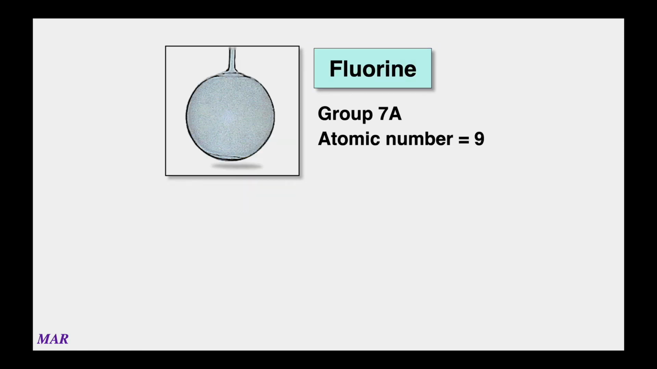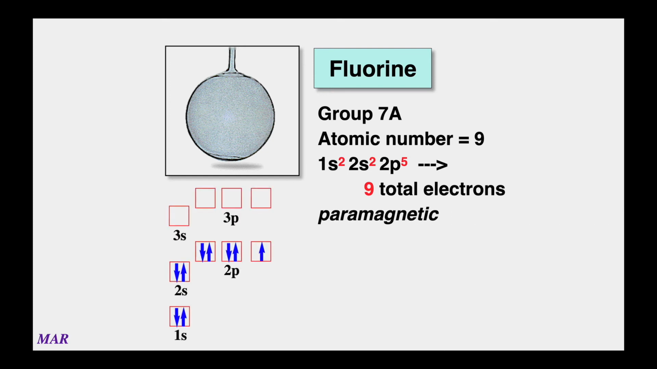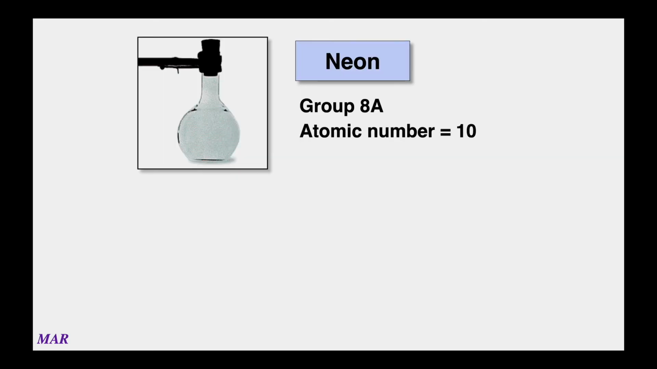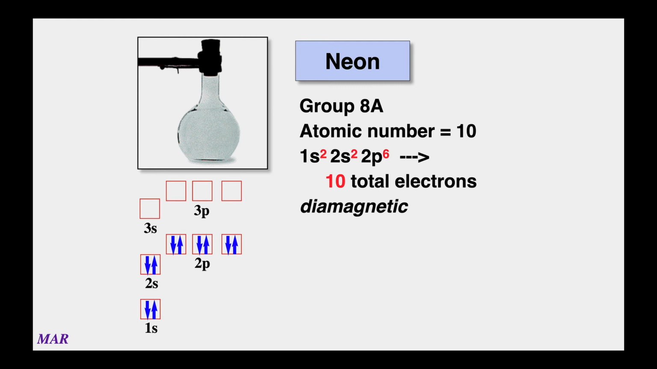Fluorine has one more electron than oxygen, 1s2, 2s2, 2p5. Remember, p's go up to 6, so we still got some room. 9 total electrons. We're going to pair one more of those electrons. There's the orbital box diagram showing the 2p5 part. Fluorine definitely paramagnetic. Neon, which finishes off this row, has 10 electrons total, 1s2, 2s2, 2p6. And at this point now, we've added electrons to all the downs. So every up has a down electron. Neon is a diamagnetic element.